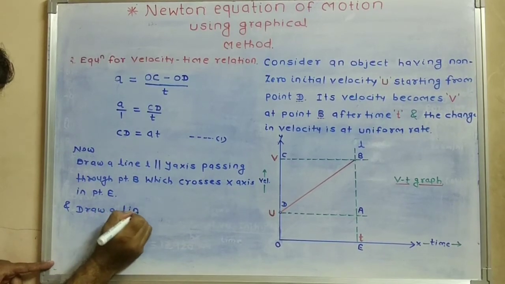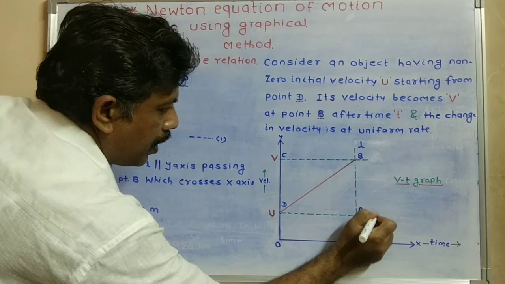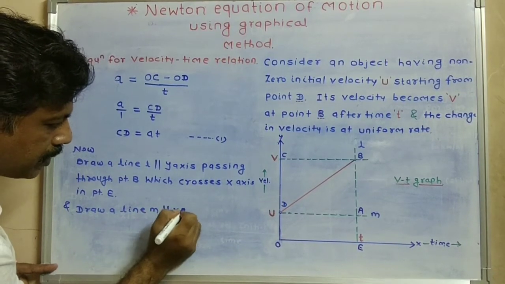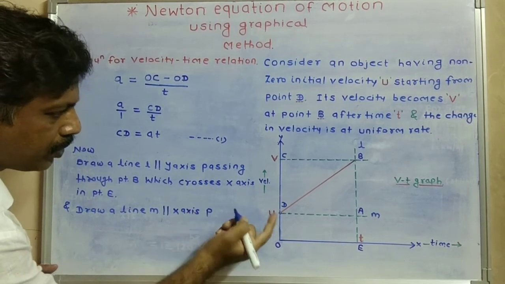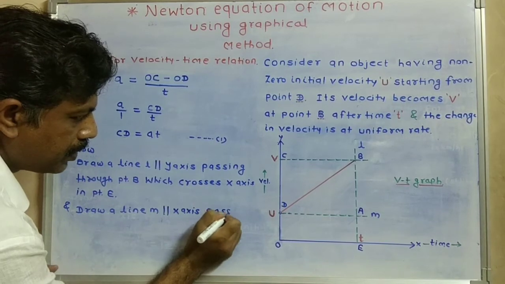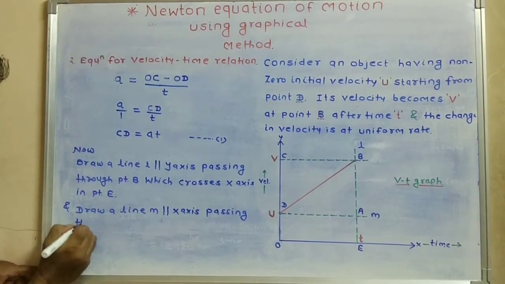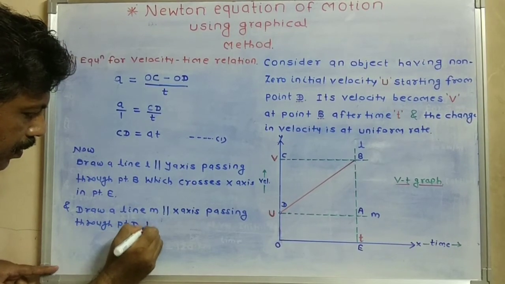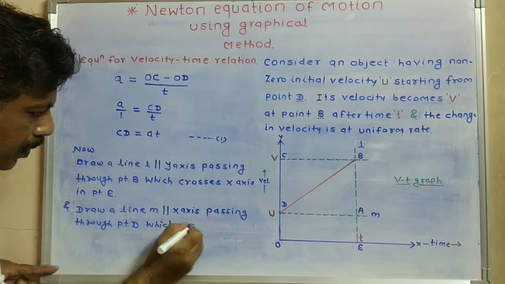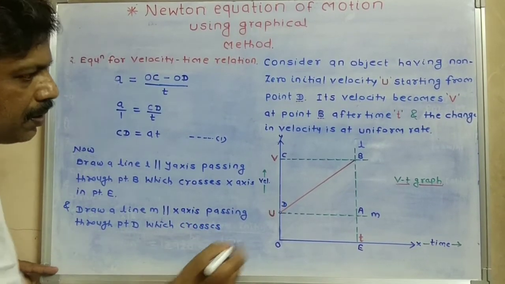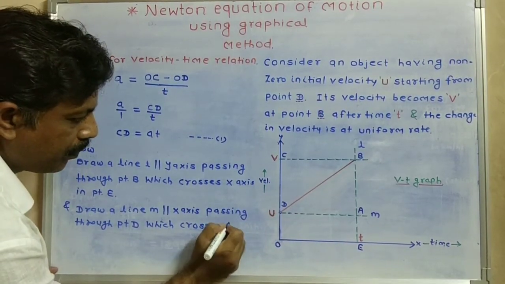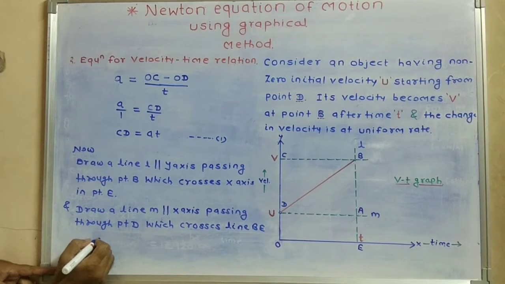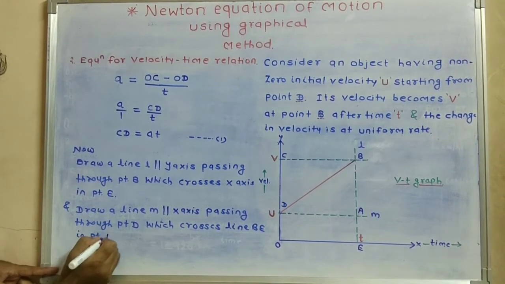Now similarly, draw another line. Which line now? M. This is your line M, parallel to the x-axis, passing through point D, which crosses line BE, line L, at point A.